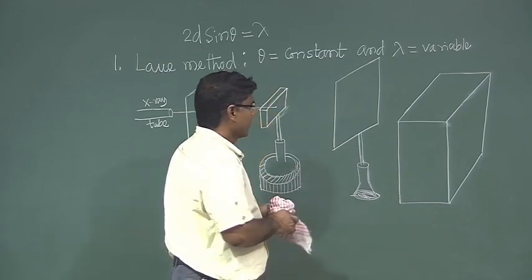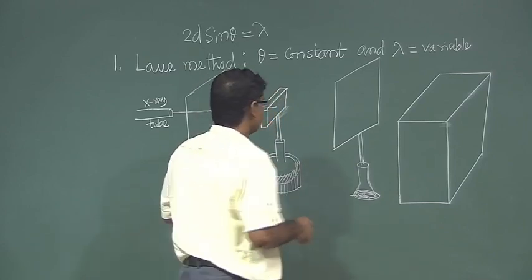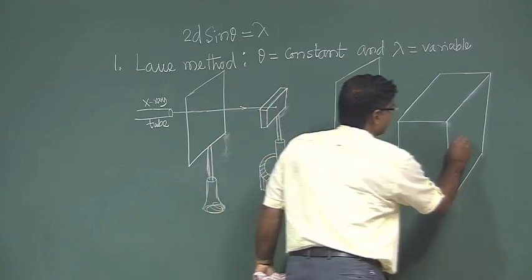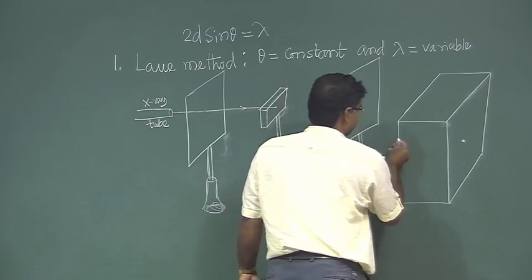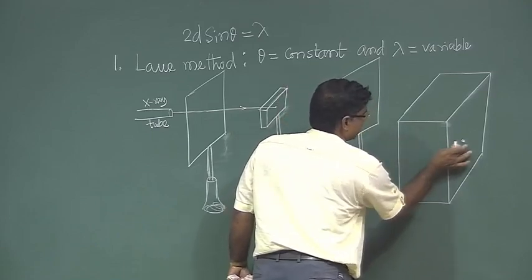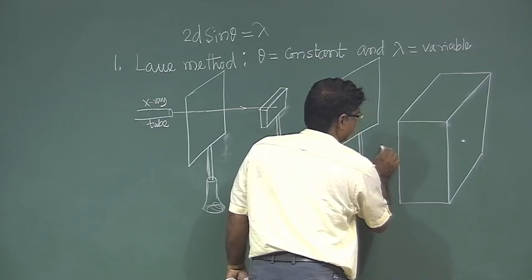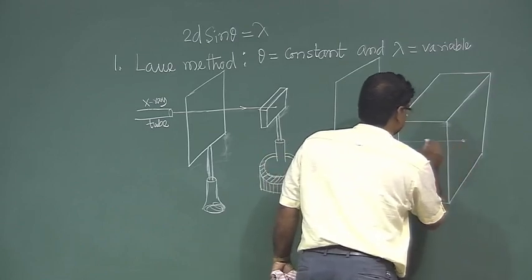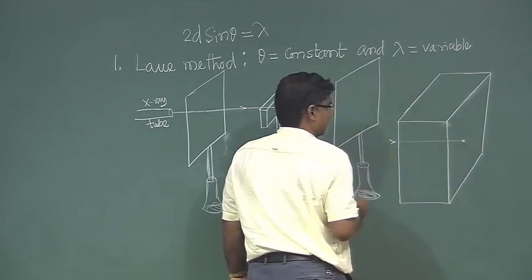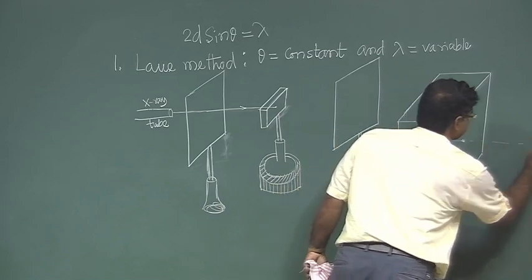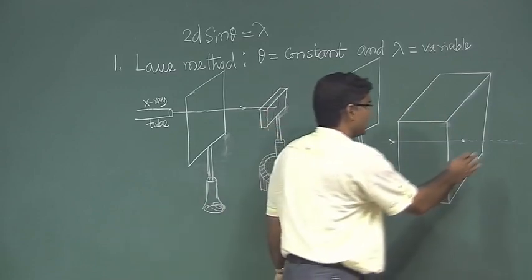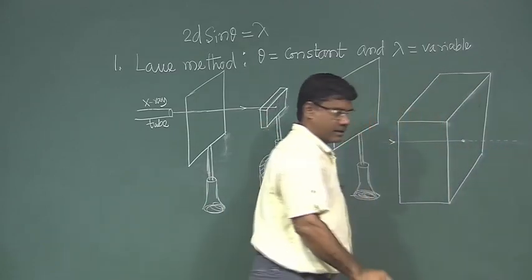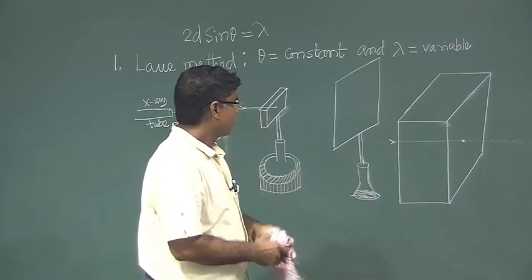So here we have this extra face on this crystal. I think this is the middle point, maybe. So this is the direction. This is the direction, right? So now what will happen?